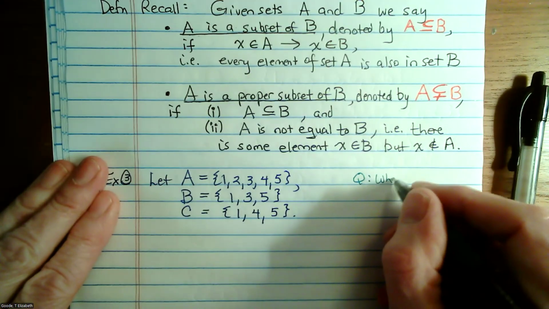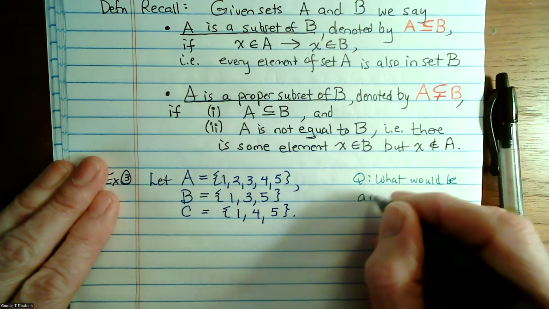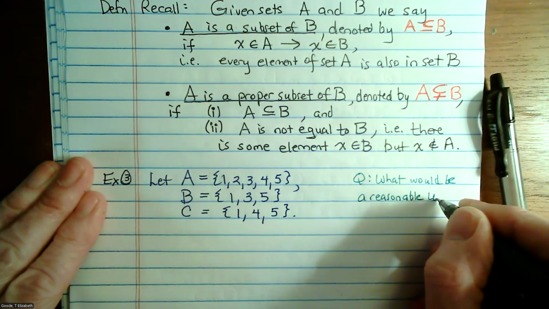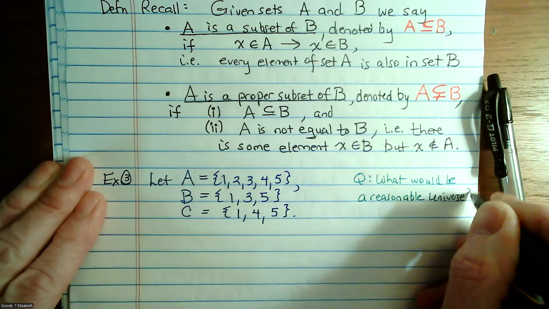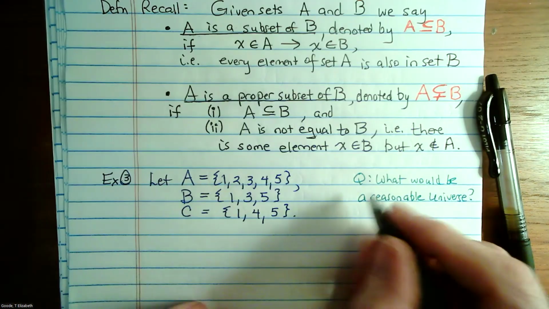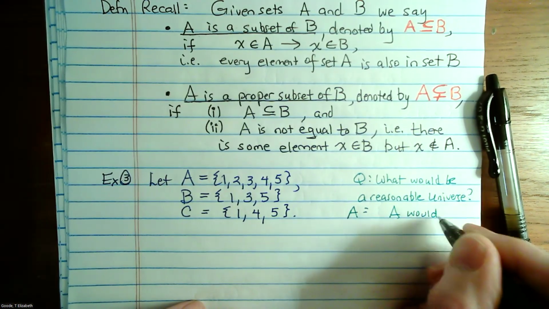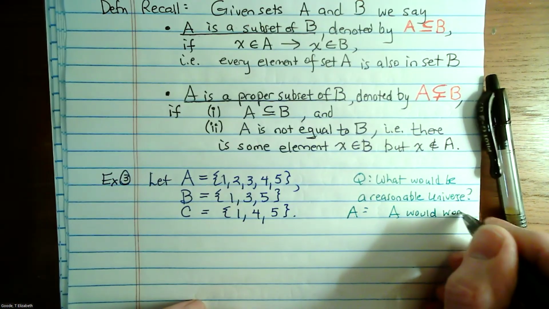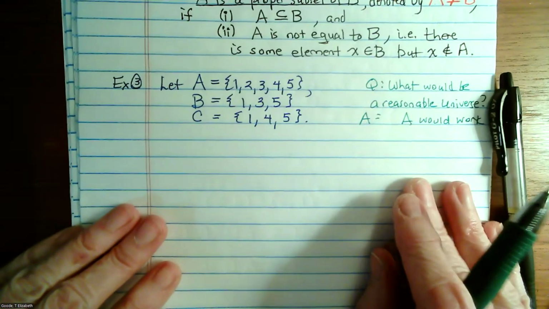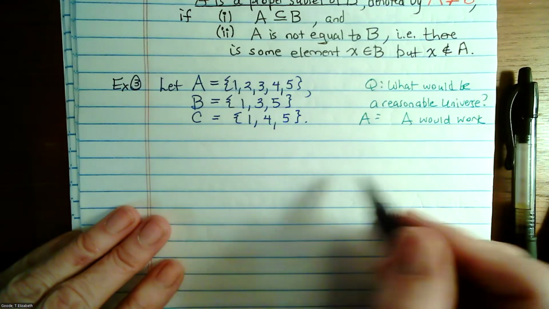What would be a reasonable universe for this example? 1 through 5. Yeah, we could take A as the universe if we wanted to. A would work. Or you could take the universe that we played with before, the elements 1 through 10. It just depends upon the game that you want to play.